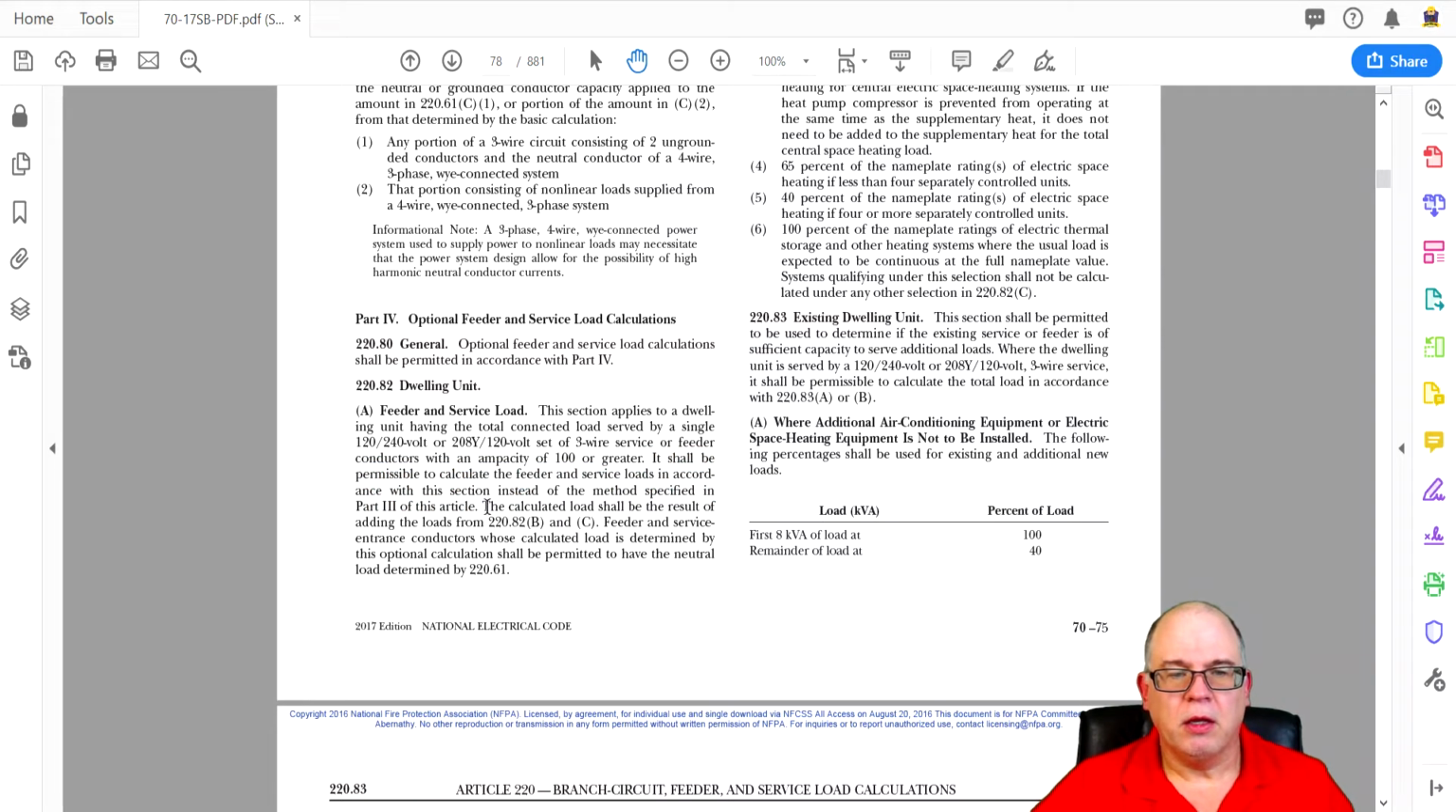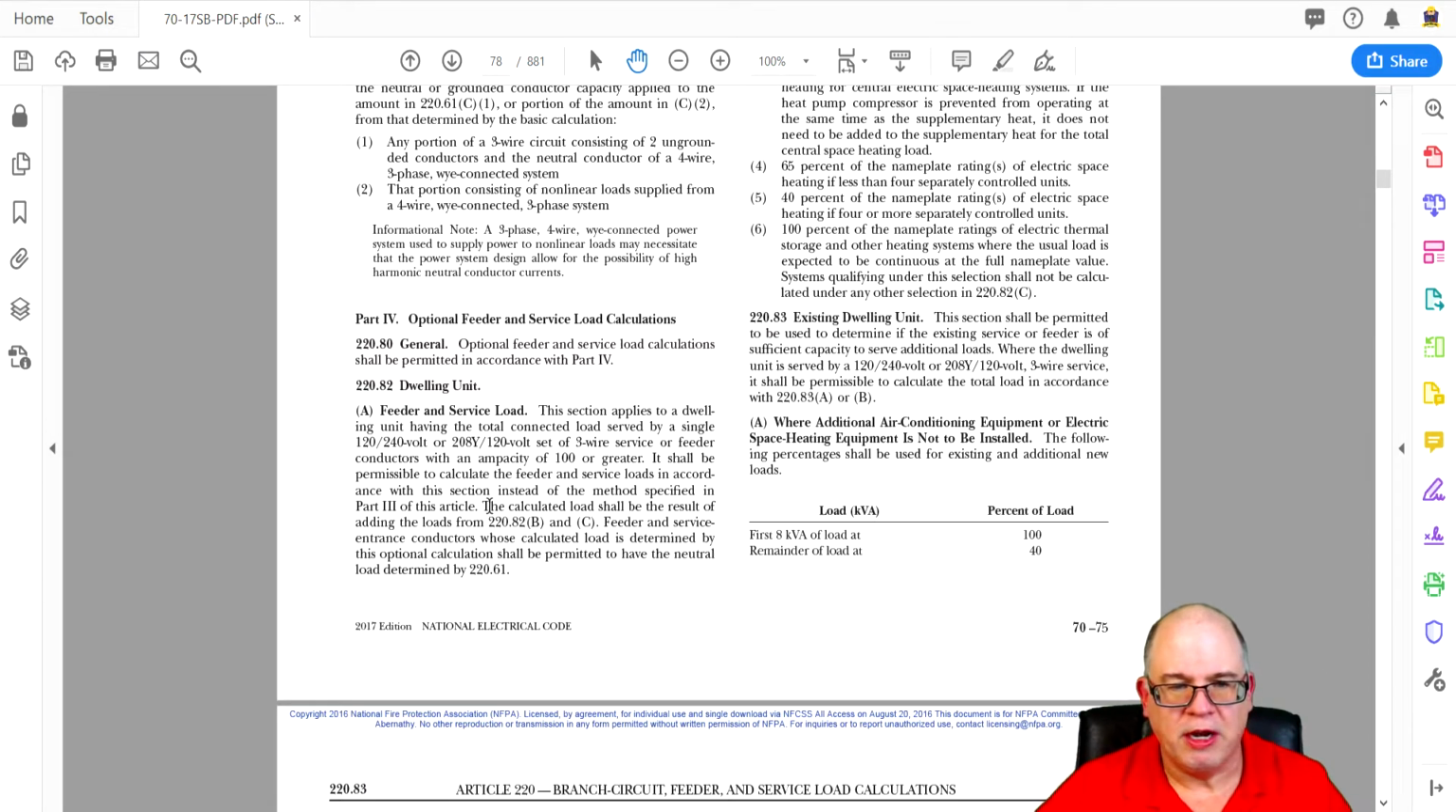Now, how do we do this? How do we use 220.82? Where there's an A and a B and a C. We're going to focus on B and C, but A gives us those parameters that we've got to follow. So in this case, we're going to say that we're over 100 amps. Okay, so we're good to go. And we're dealing with the 120/240 or 208Y/120. We're good to go. Now, we're getting away from Part 3.